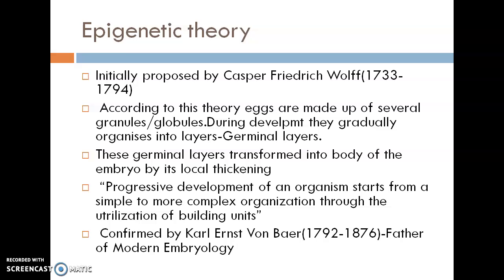Okay, so we have seen what is meant by preformed theory and what is meant by epigenetic theory. The former one says that a small miniature formed embryo will be positioned either in the sperm head or in the egg itself, and during the development, its size also increases. Epigenetic theory says that the eggs are generally made up of small units called granules or globules, and later these granules and globules undergo a local thickening to form three different layers, and these layers then get differentiated into the distinct body layers of the embryo, and finally a fully formed organism will be formed.